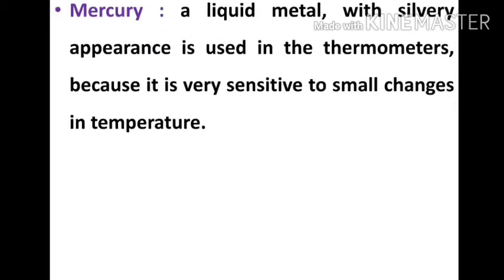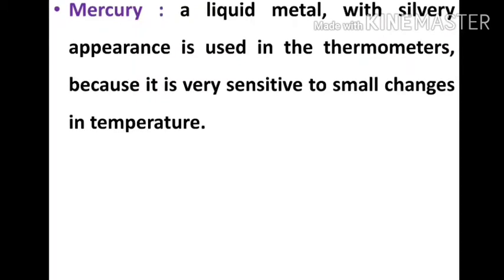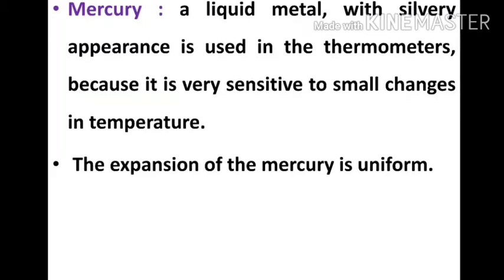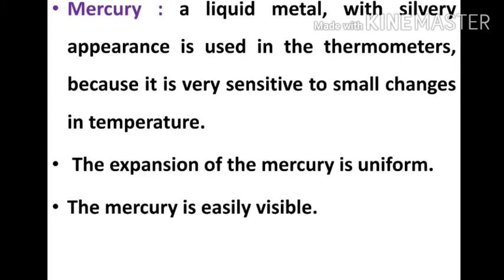Then why are we using mercury in clinical thermometers? It is a liquid metal, and it is very sensitive to small changes in the temperature. The expansion of mercury is uniform, and the mercury is easily visible as silvery appearance.